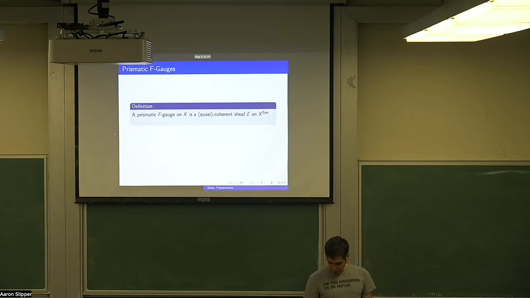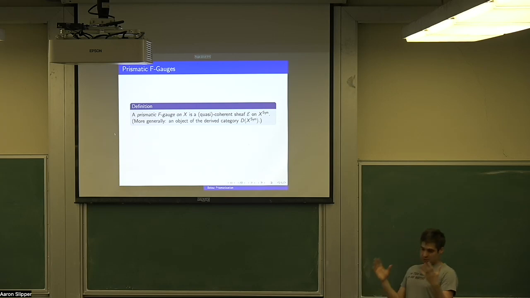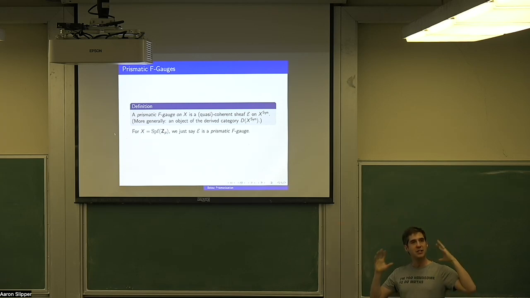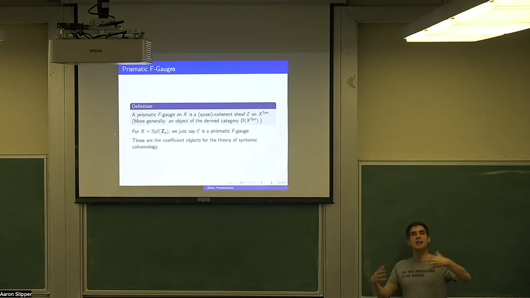So what do these objects do for you? Well, let me just make a definition. So if X is a p-adic formal scheme, a prismatic F-gauge is some kind of sheaf on this object X syn. Or maybe not a sheaf, maybe something like a complex of sheaves. And again, I'm mostly interested in the case where X is the formal spectrum of Z_p, and then I won't say it's a prismatic F-gauge on X, I'll just say it's a prismatic F-gauge. So these prismatic F-gauges form some kind of category, and you should think of this as the category of coefficients for the theory of syntomic cohomology.